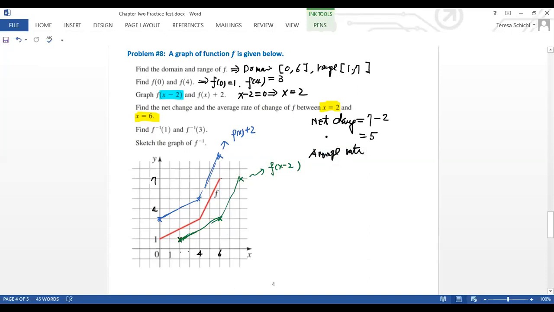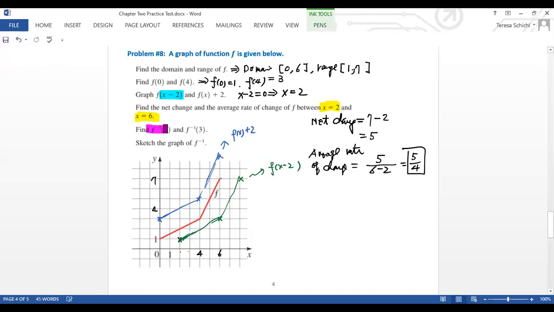Okay, so if this is the net change, what is the average rate of change? The net change is 5. And from 2 to 6 is 6 minus 2, which is 4, right? So the average rate of change is 5/4 here. Okay. Now let's take a look at this one.